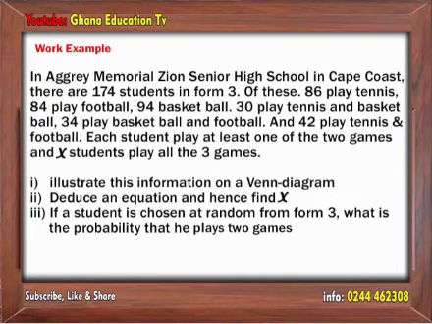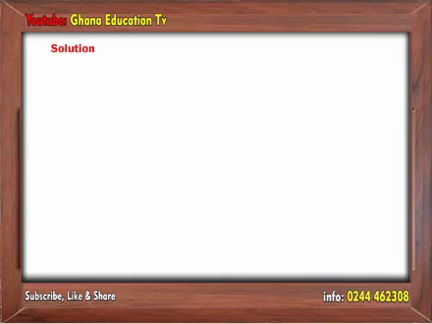I. Illustrate this information on a Venn diagram. II. Deduce an equation and hence find X. III. If a student is chosen at random from Form 3, what is the probability that he plays 2 games? Solution.